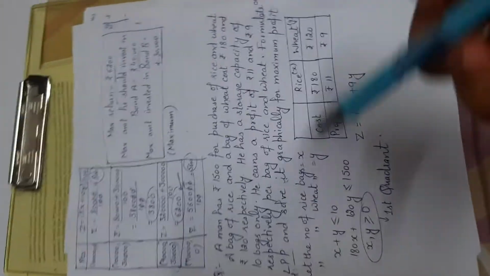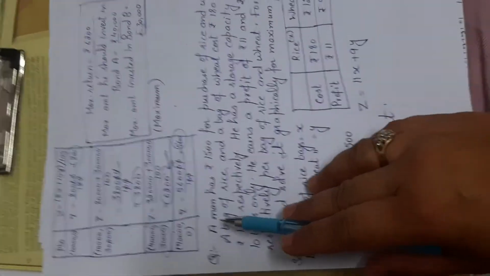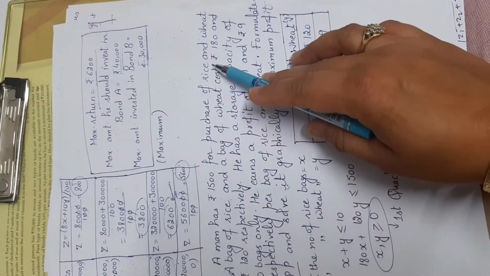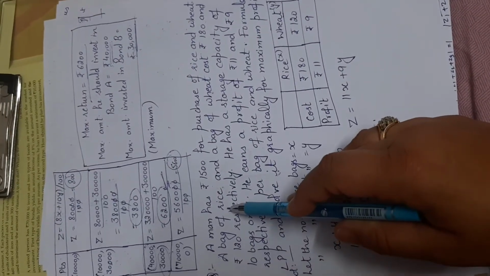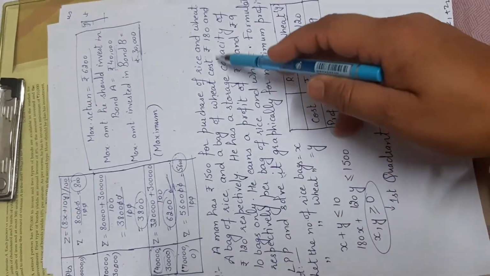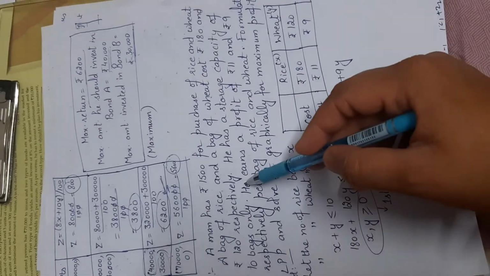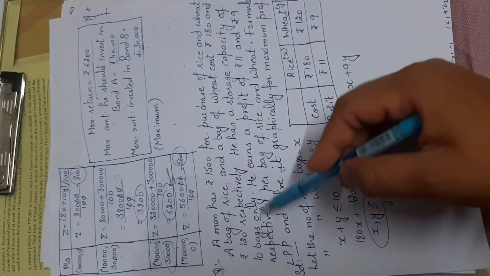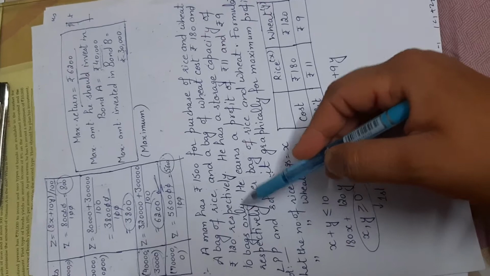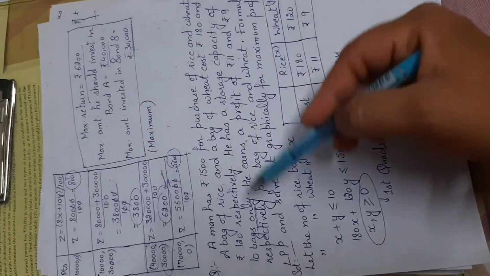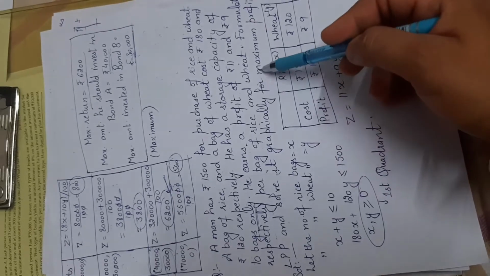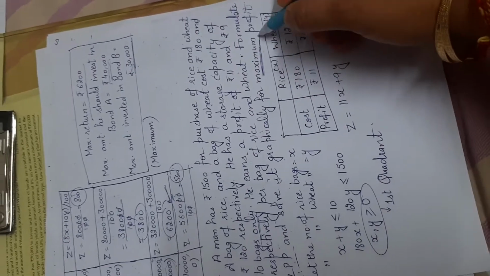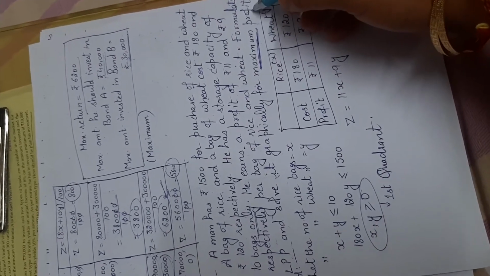Let's do another question. The question statement is: a man has rupees 1,500 for the purchase of rice and wheat. A bag of rice and a bag of wheat cost rupees 180 and rupees 120 respectively. He has a storage capacity of 10 bags only, that means he can store 10 bags. He earns a profit of rupees 11 and rupees 9 respectively per bag of rice and wheat. Formulate the LPP and solve it graphically for maximum profit. That means it will give us Z.